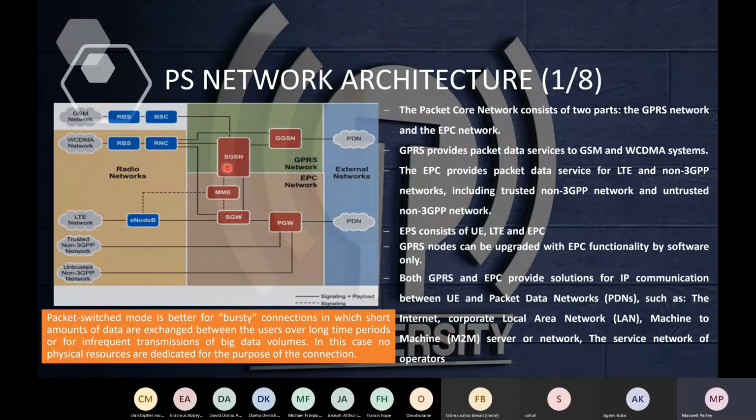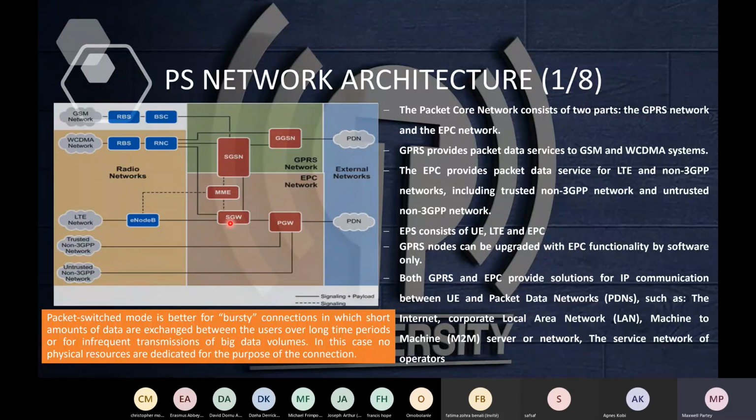So in the GPRS, the predecessor network that has now evolved to the EPC network, the former network had one node called the SGSN, which was handling both signaling and traffic. Then in the evolved packet core network, they broke that node into two different nodes, one called the MME and the other called the SGW.